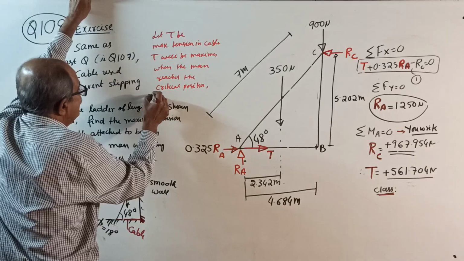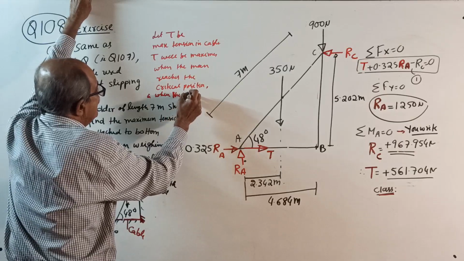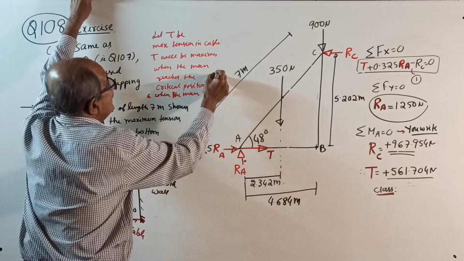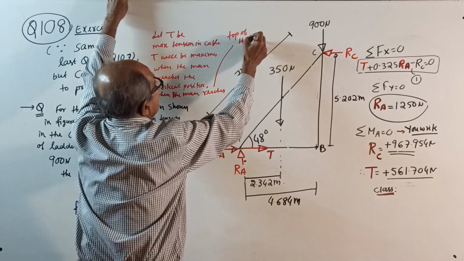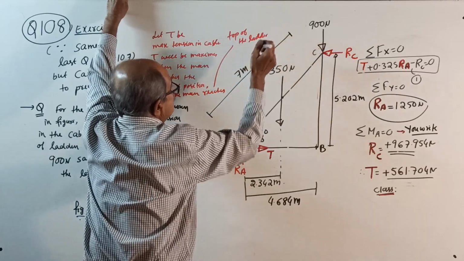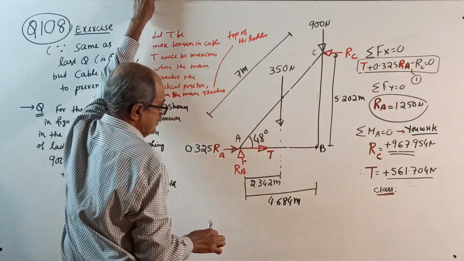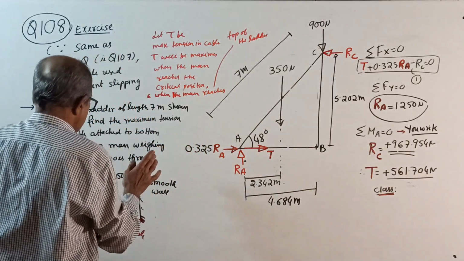That is when the man reaches exactly the top of the ladder. I told you earlier, top of the ladder. That's why I put the man's weight at the top. Here friction is not there. Okay, that's all. Now I should not tell anything.